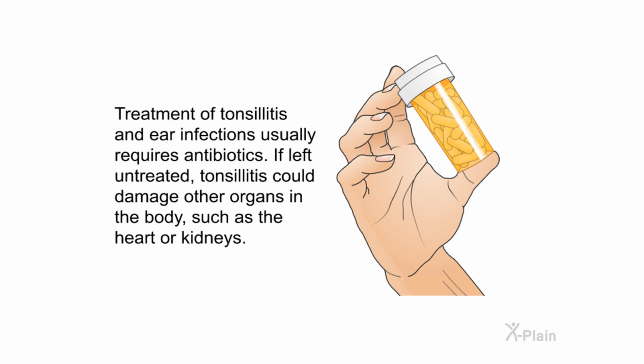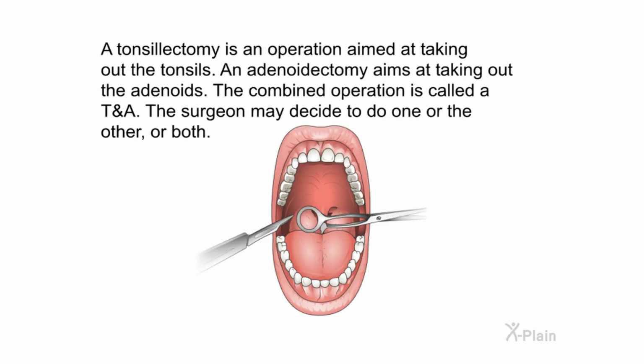Diagnosis and treatment. Treatment of tonsillitis and ear infections usually requires antibiotics. If left untreated, tonsillitis could damage other organs in the body, such as the heart or kidneys. A tonsillectomy is an operation aimed at taking out the tonsils. An adenoidectomy aims at taking out the adenoids. The combined operation is called a T&A. The surgeon may decide to do one or the other, or both.